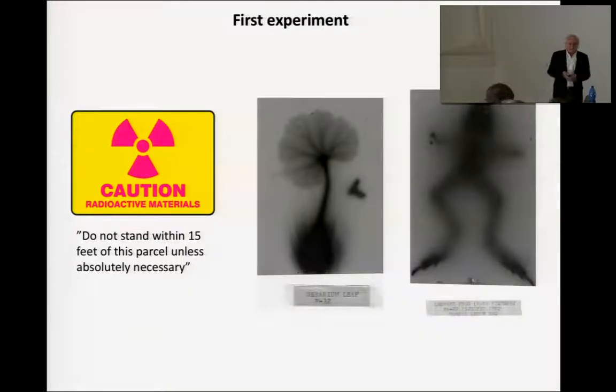There were about a half a dozen: P32, sulfur-35, iodine-131, sodium-22, and several others. And I dissolved them up, germinated seeds in them, put leaf cuttings in them, injected them into frogs, and then exposed them to X-ray film.